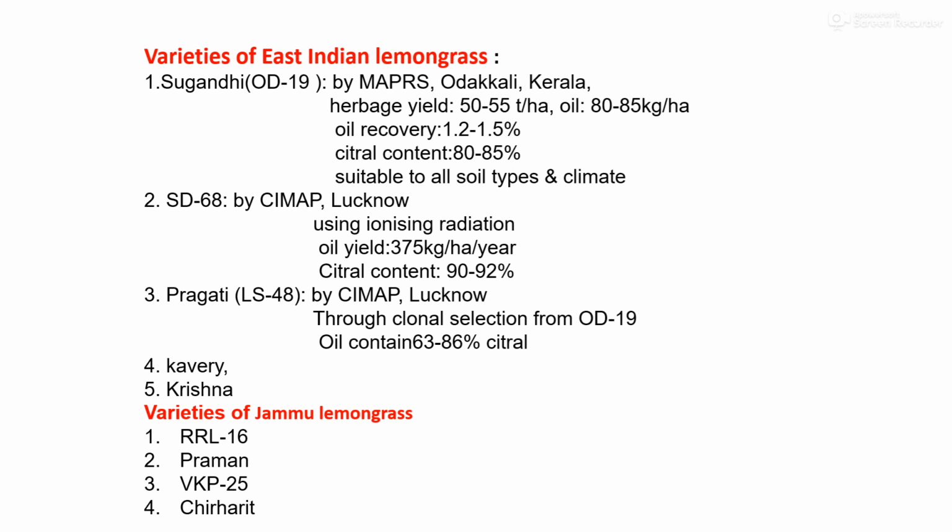Other varieties are Kaveri, Krishna, etc. Then the varieties of Jammu lemongrass are RRL-16, Praman, VKP-25, then Chirharit, etc.